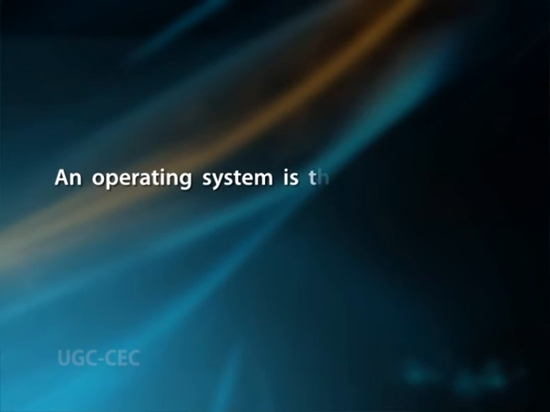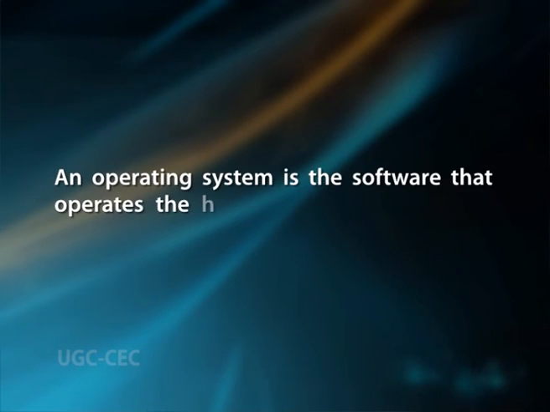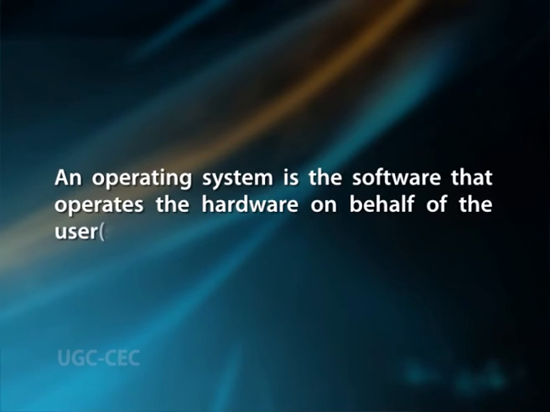in an external case. The keyboard and the mouse are external devices plugged into the computer through connectors on an input-output panel on the back of the computer. The monitor is also connected to the input-output panel either through an onboard port on the motherboard or a port on the graphics card. An operating system is the software that operates the hardware on behalf of the user.